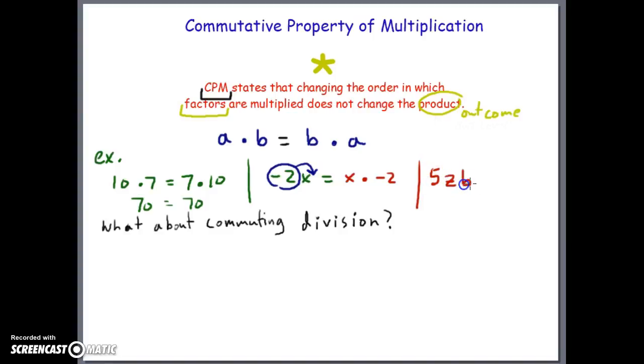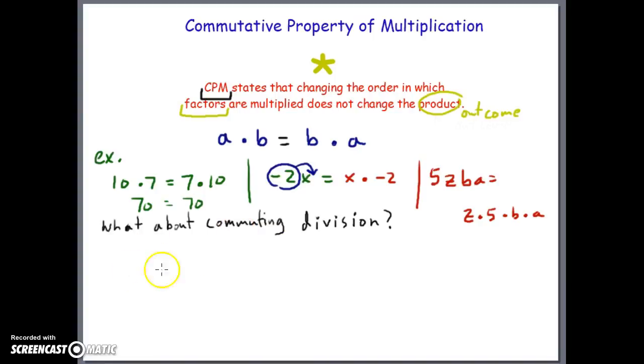So an even more complicated example is if we had 5zba, we can say that this is the same thing as saying z times 5 times b times a. The 4 factors are still being multiplied. We're just changing the order in which they're multiplied.